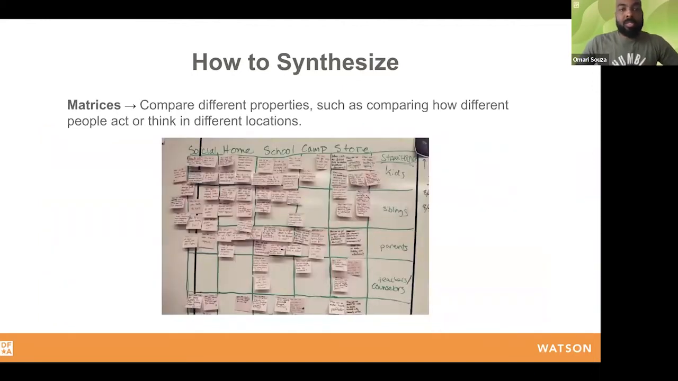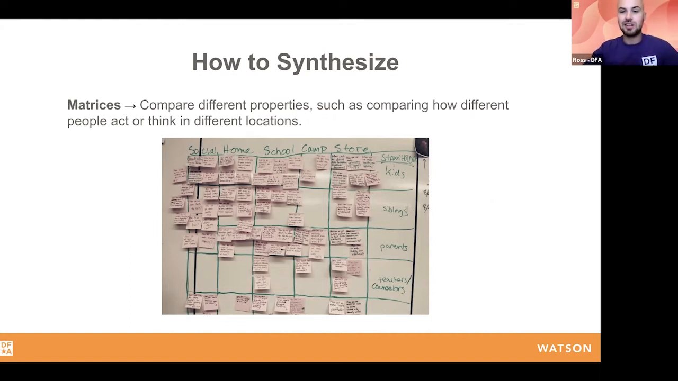And you can also use matrices which compare different properties, such as comparing how different people act or think in different locations. Yeah, can I expand on this slide a little bit, Omari? Because this also relates to that Fruit Buddy case study that we're looking at through this presentation. Here you can see different stakeholders, such as on the right, that column has kids, siblings, parents, so you can start to identify and compare all the behaviors they're doing at different places in a really quick way. So what is a kid doing in a store versus what is a parent doing at home, in this larger context of addressing childhood obesity, to try to make an impact in that space.